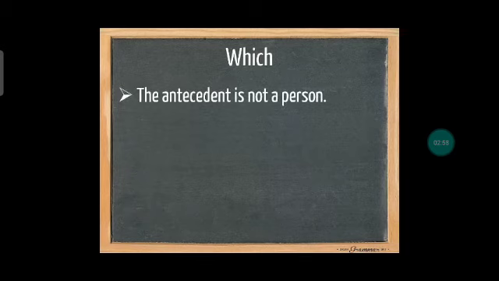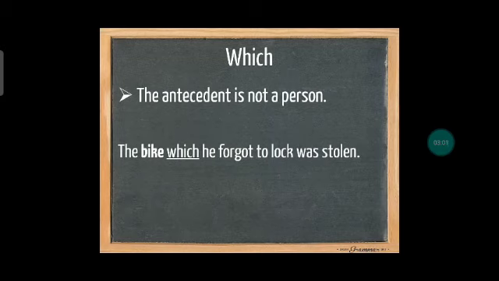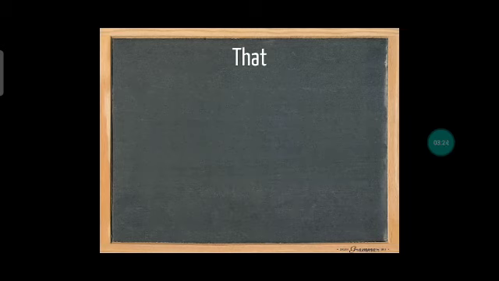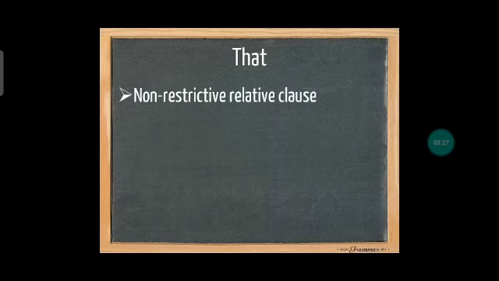Which, the antecedent is not a person. The bike which he forgot to lock was stolen. Which refers to the bike, which is a thing. She asked for my help, which I found charming. Which refers to my help, which is a thing. It's not a person here. So which refers to a thing or an animal, for example. Then there is that, which is also used with things. We have to determine whether the sentence or the clause is restrictive or non-restrictive to use that or not.